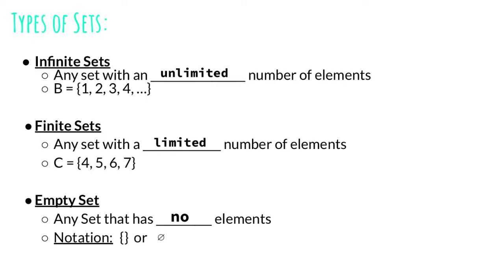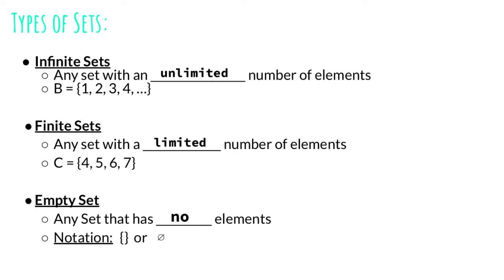So the three types of sets that we're going to talk about are infinite sets. That's any set with an unlimited number of elements. And we show that as set B, for example, inside the braces, 1, 2, 3, 4, ellipsis, showing it goes on forever and never repeats.